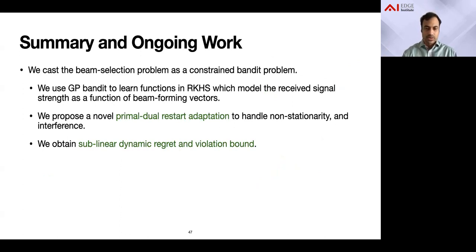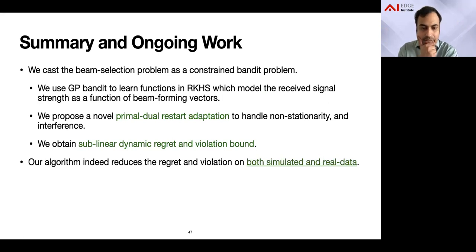So what we show is that we cast the beam selection problem as a constrained bandit problem, and we use the Gaussian process bandit to learn the function in the RKHS. We propose a primal-dual restart adaptation to handle non-stationary interference. We also obtain sublinear dynamic regret and violation, but we do not show the bound here. You can see it in our paper. And our algorithm indeed reduces the regret and violation on both simulated and real data.